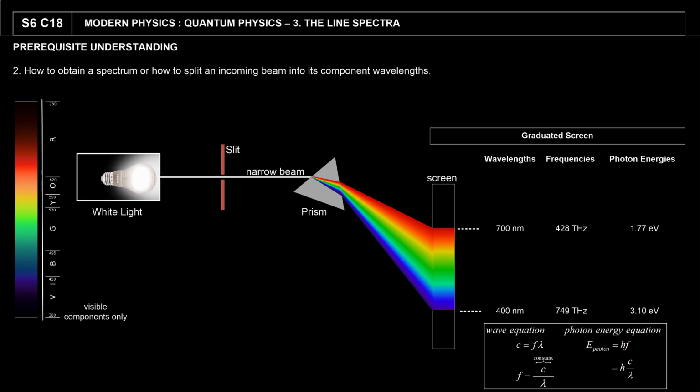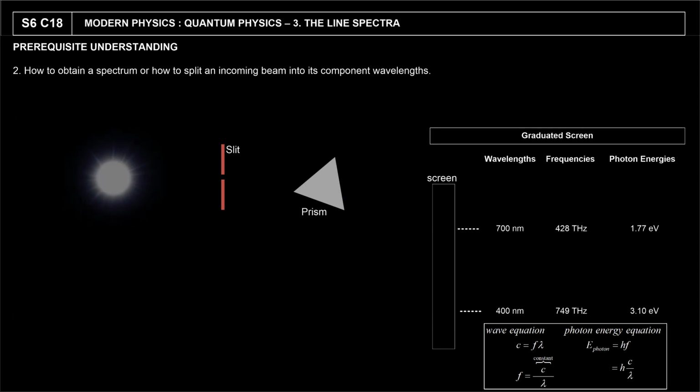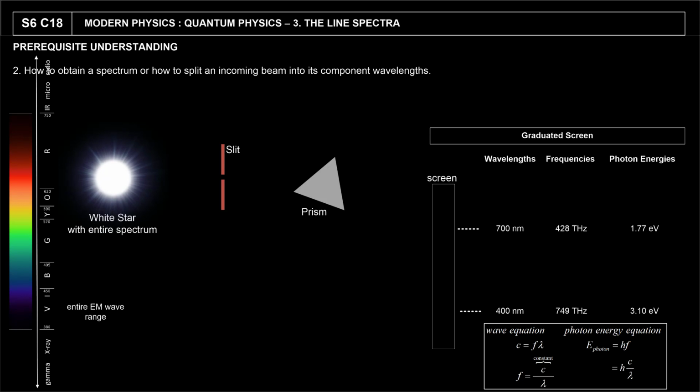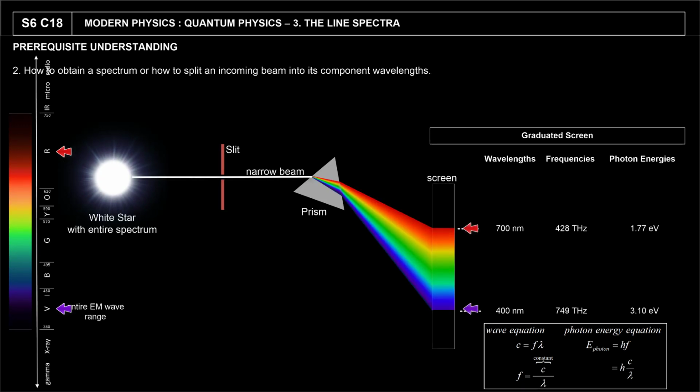Let's upgrade the source to one that emits the entire spectrum, the visible and the invisible parts. Consider a white star which emits the entire EM spectrum. A source that emits the entire EM spectrum will be perceived as white. This is because wavelengths beyond red and below violet are invisible, and the resultant color from violet to red is seen as white. We have seen where violet to red will be on the screen.